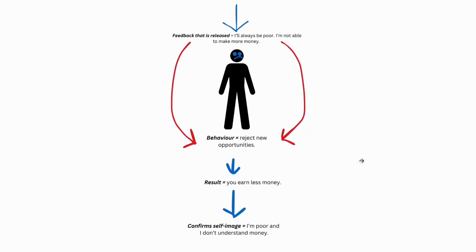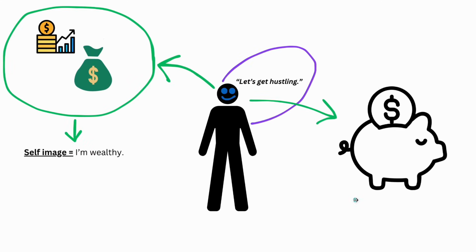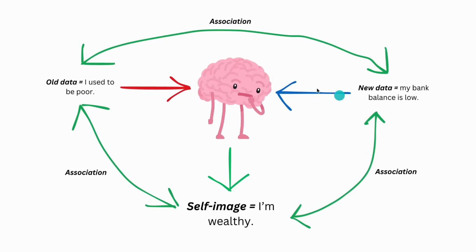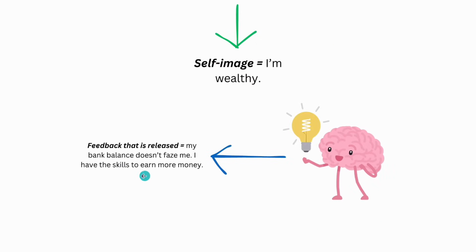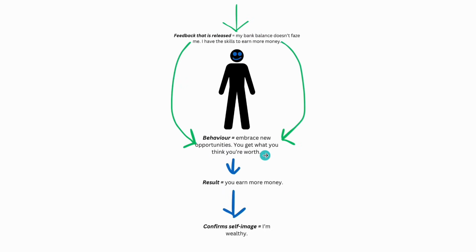In more particular detail, because of that feedback, your behaviour is you reject new opportunities, resulting in you earning less money, all of which confirms your self-image that you're poor and you don't understand money. However, if you changed your self-image to seeing yourself as wealthy, you would look at your low bank balance and think, "Let's get hustling." Same association, new data, bank balance is low. Old data, I used to be poor. But your new self-image that your brain interprets this association through the lens of is I'm wealthy. So what happens? It releases feedback that my bank balance doesn't faze me, I have the skills to earn more money. And the association plays out. That feedback is released, resulting in the behaviour being you embrace new opportunities, you get what you think you're worth, you shoot for the promotion or the new job, resulting in you earning more money, confirming your self-image that you're wealthy.